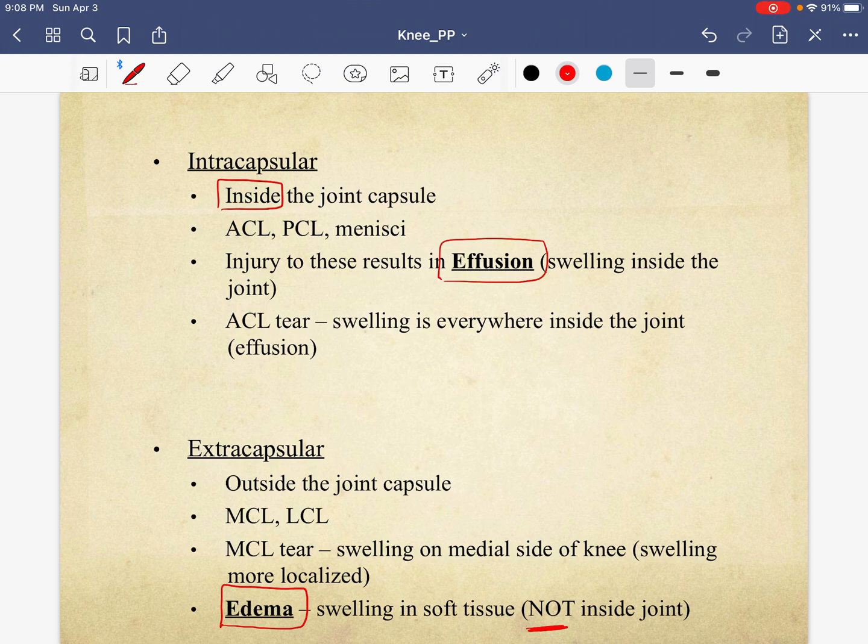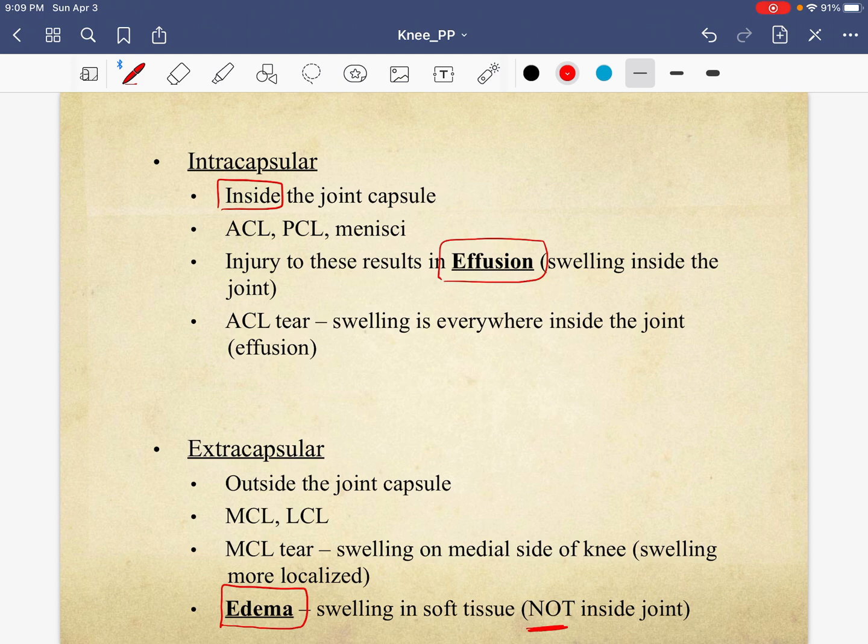It's not going to necessarily be stuck only to the front of the knee. Because it's an open capsule inside there, the swelling can go anywhere inside the joint capsule. And it tends to settle into the back because of gravity. A lot of times when someone tears their ACL, they're sitting or lying on the ground, and gravity tends to have it go towards the back of the knee.